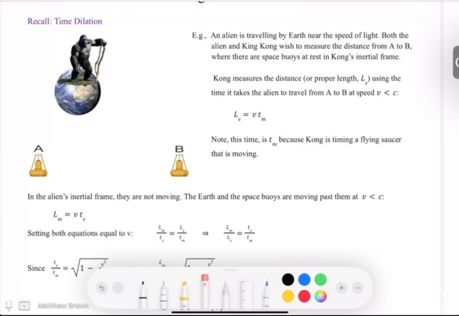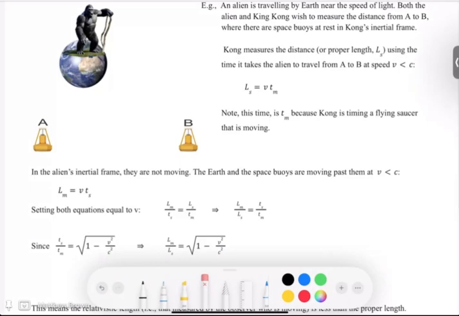We know the speed of the alien and his little flying saucer is v, and because that little flying saucer is moving, the time it takes is t_M. We're measuring the time of something that's moving in our reference frame. We're going to disagree on the time it takes. We saw that with time dilation before, but we're timing it, so we're putting that into the equation.